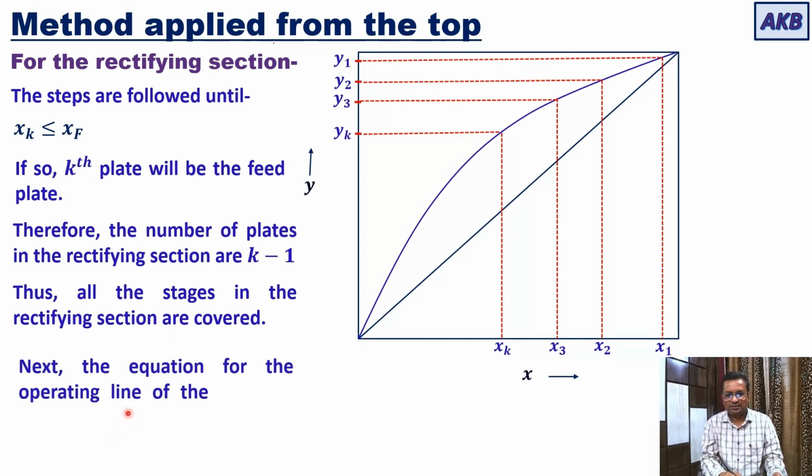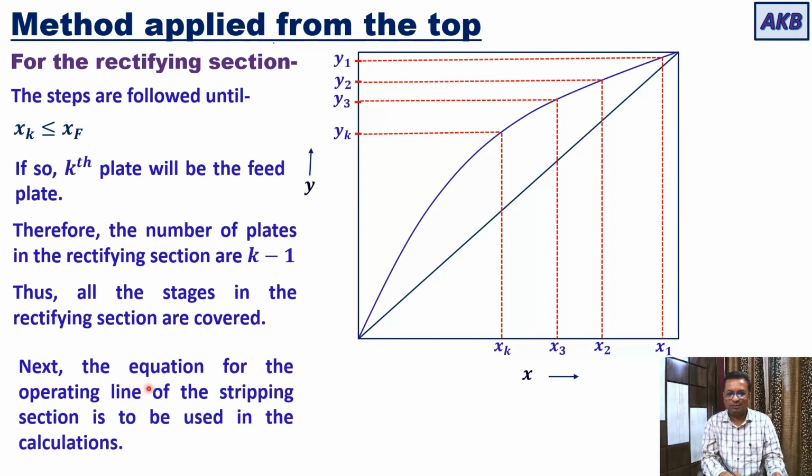Next, you have to proceed, but for doing that, you will be using the equation of the operating line for the stripping section, because after crossing the feed plate, you'll be in the stripping section. So let me show you over here. You started with the first plate, second plate. Let us say this is the feed plate.